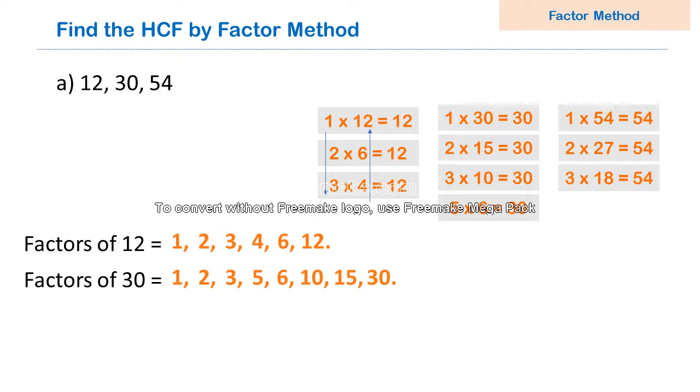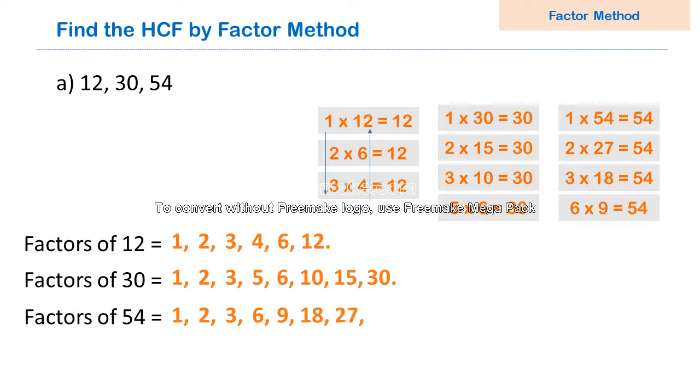Is 54 completely divisible by 4? No, so leave it. Is 54 completely divisible by 5? No, so leave it. Is 54 completely divisible by 6? Yes, the product can be written as 6 multiplied by 9 is equal to 54. Is 54 completely divisible by 7? No, so leave it. Is 54 completely divisible by 8? No, so leave it. Then we move on to 9, which is already covered here. When we know that we have covered all possible products of two numbers, we stop here. So the factors of 54 are 1, 2, 3, 6, 9, 18, 27 and 54.